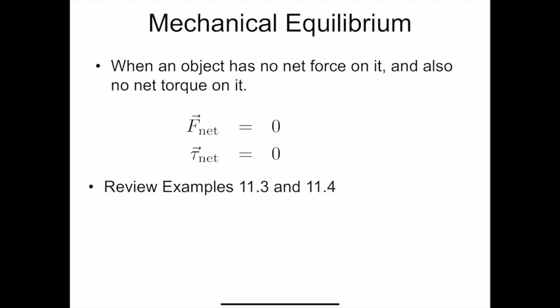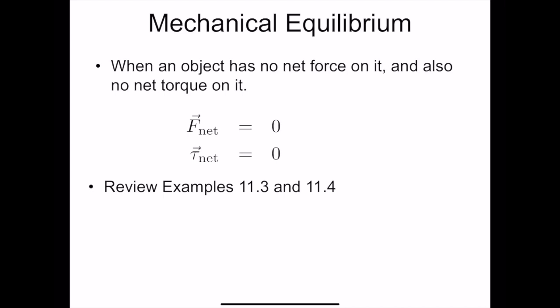All right, so let's get started. In this chapter, we're going to talk about equilibrium. Equilibrium is the situation when the net force and the net torque on a system both vanish. So F net equals 0 and tau net equals 0. That's all there is to it.